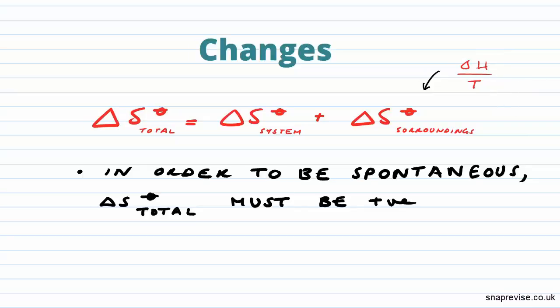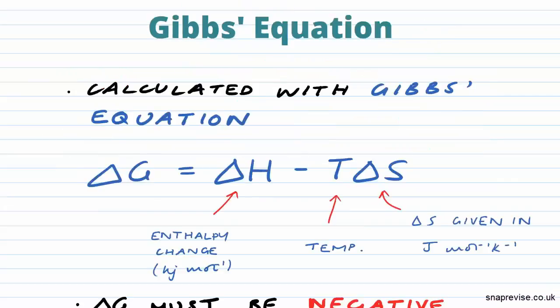Now, in order for our reaction to be spontaneous, that is to happen instantaneously, the total entropy change must be positive. Now, this isn't the only factor affecting the feasibility of our spontaneous reaction. We must also look at free energy. Now, the energy freed in a reaction is known as Gibbs free energy and can be calculated with Gibbs' equation.